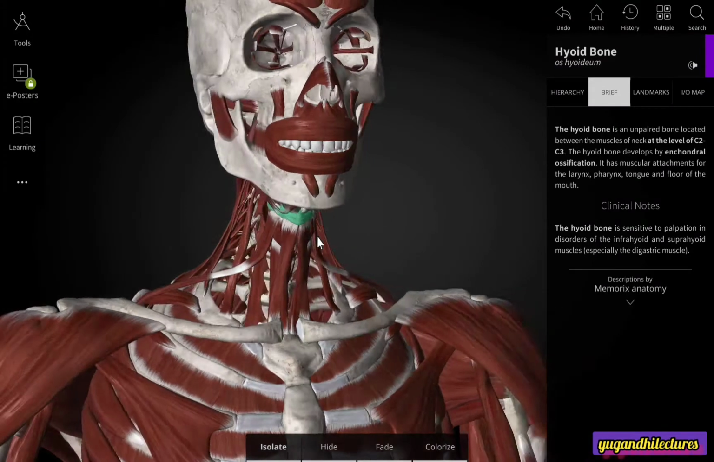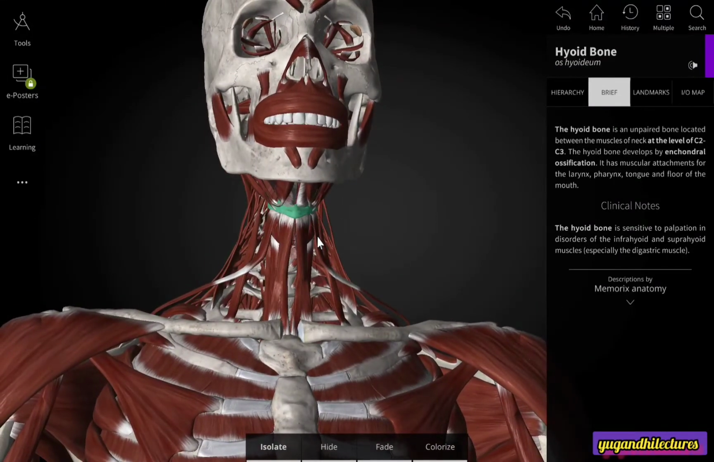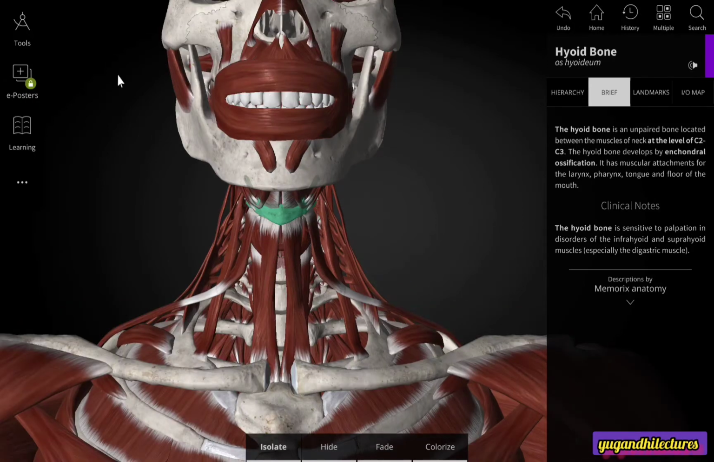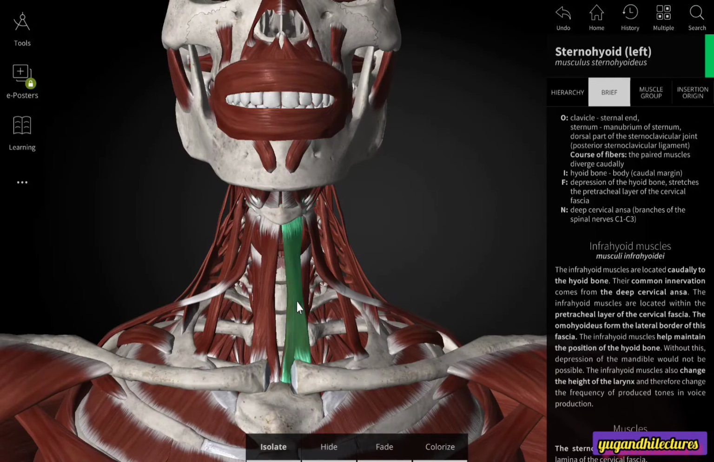In this video, we are going to see about the infrahyoid muscles. The infrahyoid muscles are nothing but the muscles below the hyoid bone, which are also attached to the hyoid bone. The first muscle we are going to look through is the sternohyoid muscle. By the name itself, you can come to a conclusion that the muscle is attached to the sternum as well as to the hyoid bone. So come, let us see about the origin and insertion of the muscle.